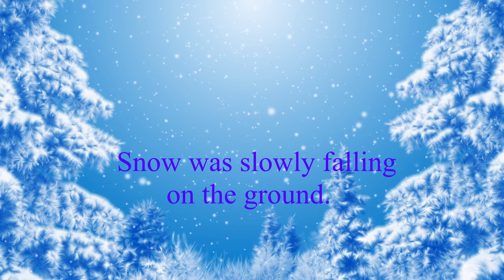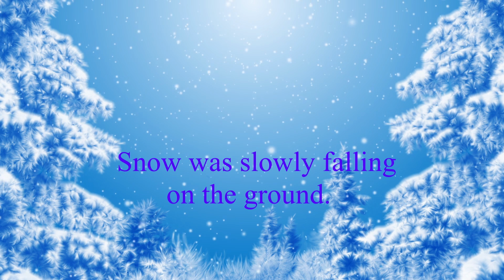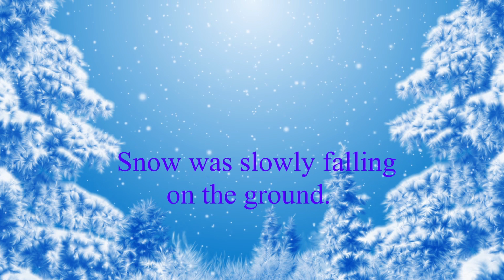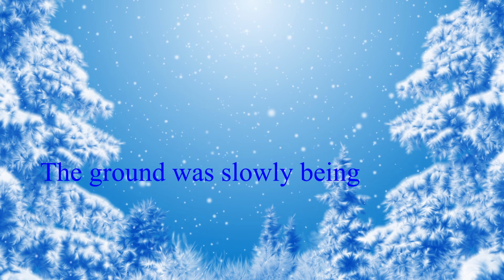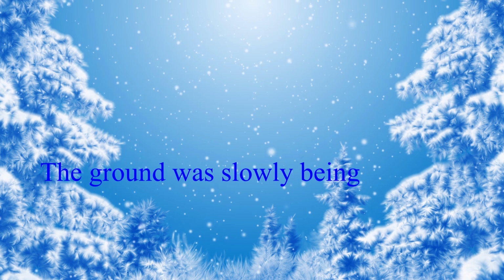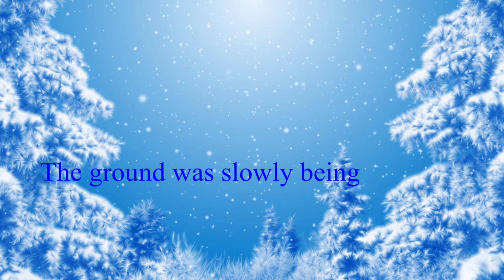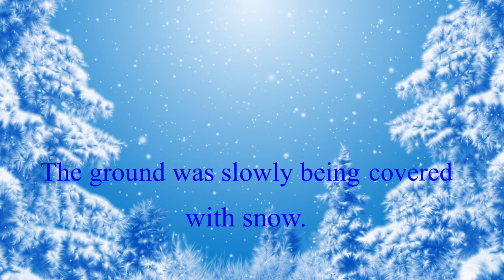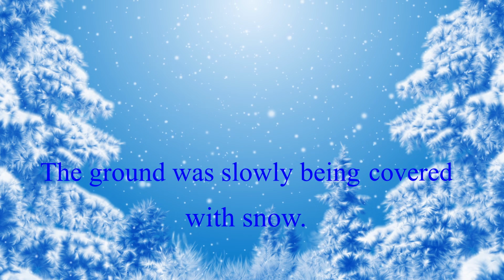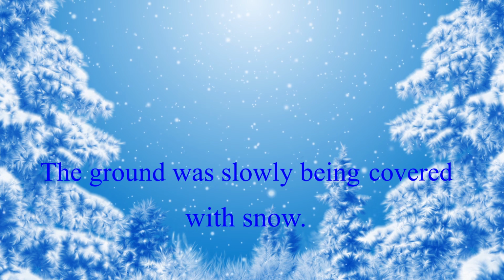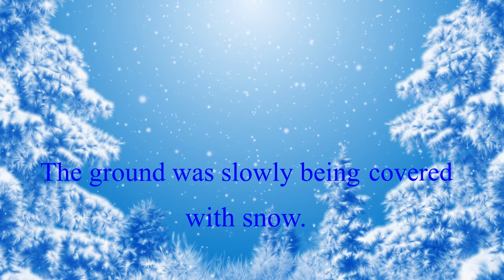In active voice, the sentence looks like this. Snow was slowly falling on the ground. In the passive, the ground was slowly being, no, not fallen, it would make no sense. The ground was slowly being covered with snow. So sometimes the verb needs to be replaced. We will talk about it in more detail in our next video.